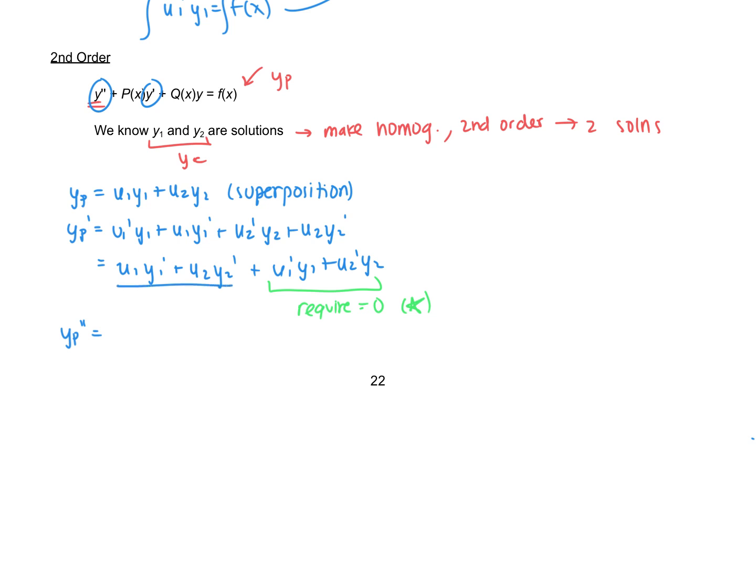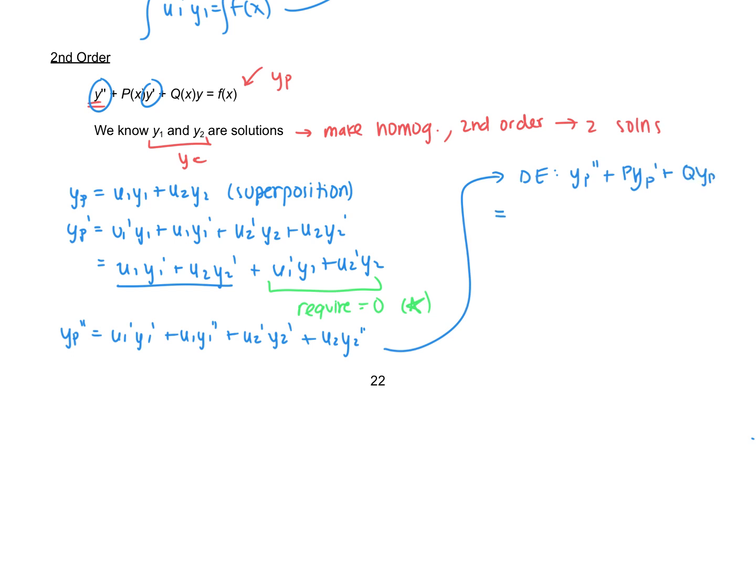Now, since it's second order, I'm going to need my second derivative as well. I'm just using this part now since I'm requiring that the sum of those last 2 terms is equal to 0. So I get u1 prime y1 prime, add u1 y1 double prime, add u2 prime y2 prime, add u2 y2 double prime. Now that we have all of that, we're going to go back to our differential equation: y of p double prime, add p times y of p prime, add q times y of p.